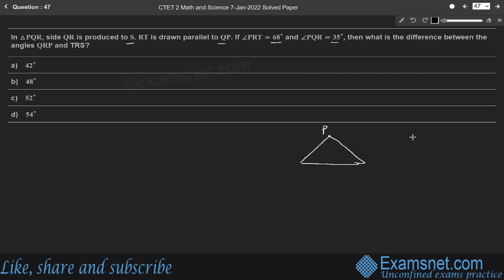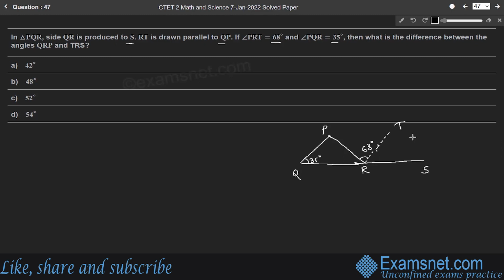PQR, where QR is produced to S. Right? QP is parallel to RT. RT is drawn parallel to QP. PQR is 35 degrees. PRT is 68 degrees. This angle PRT is 68 degrees.